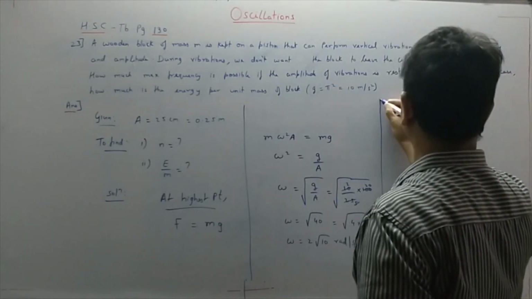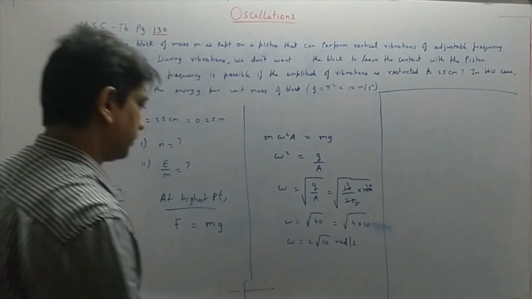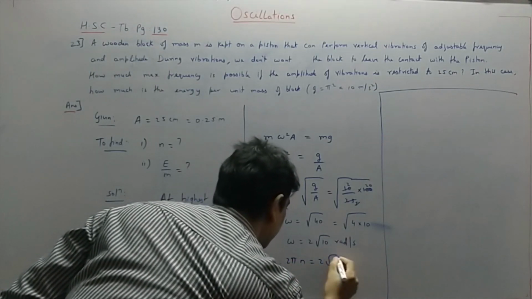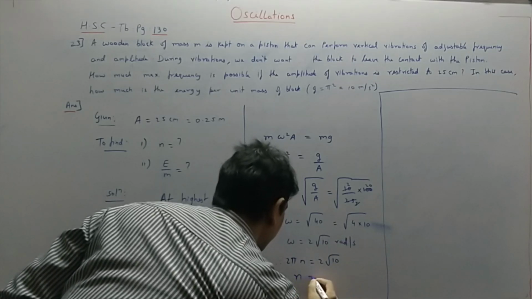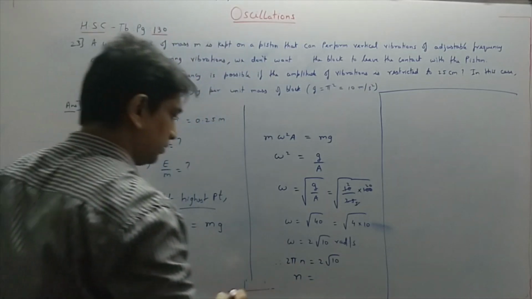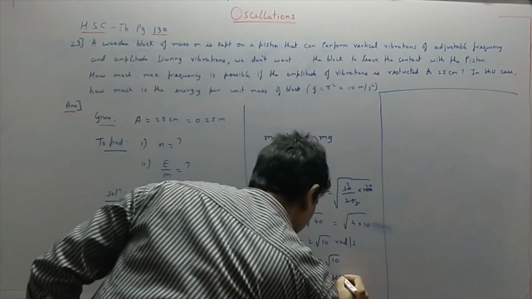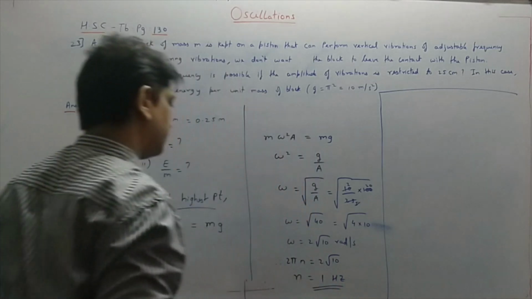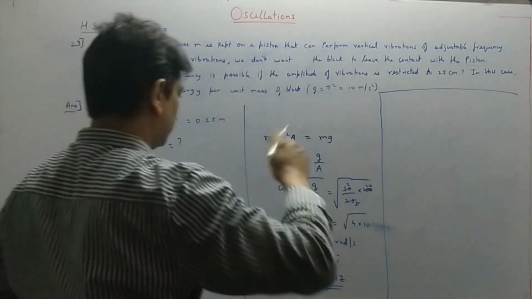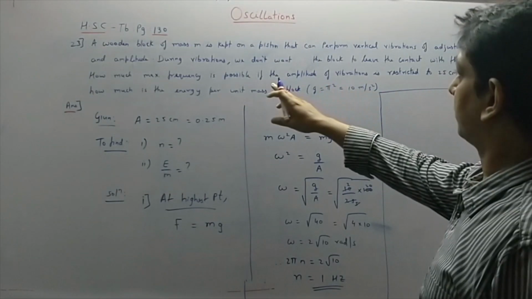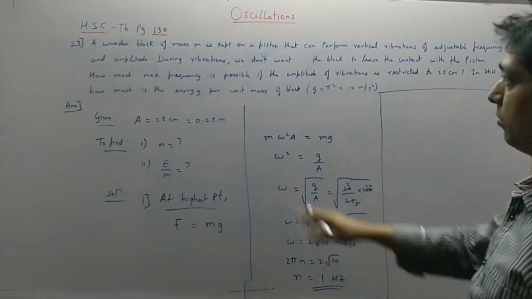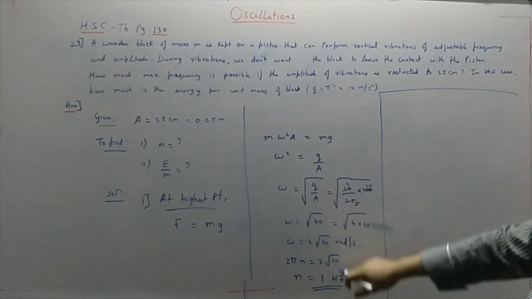Frequency: omega is 2 pi n, we know that is 2 root 10. So n approximately, if you put the value of square root of 10 from the log book, you'll get approximately 1 hertz, 1 point something. So the frequency is 1 hertz, the maximum frequency so that the block is not going to lose contact with the piston. So this is the maximum frequency possible.